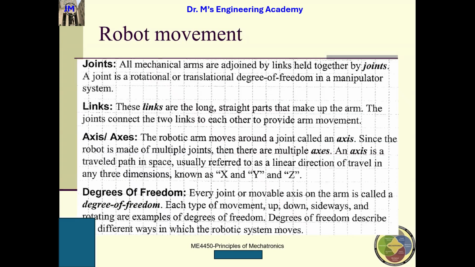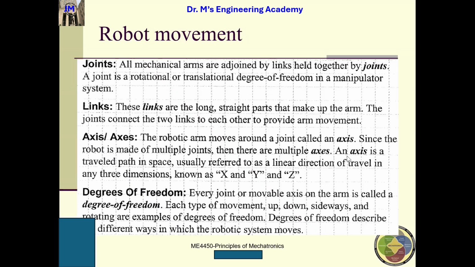If you compare all these concepts with the concepts we are familiar with from our human bodies, it is much easier for us to memorize. Then we talk about axis, the plural form being axes. The robot arm moves around a joint called an axis. For example, if I move along my waist joint, this is my axis, right?